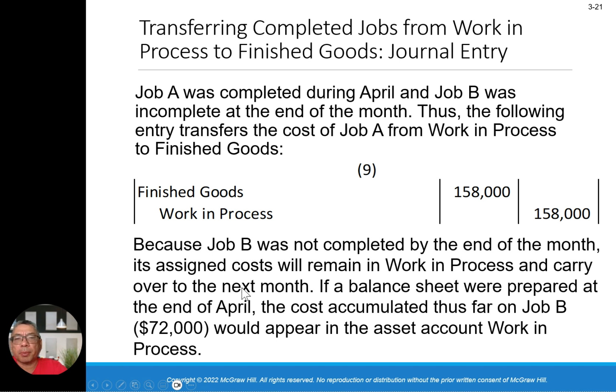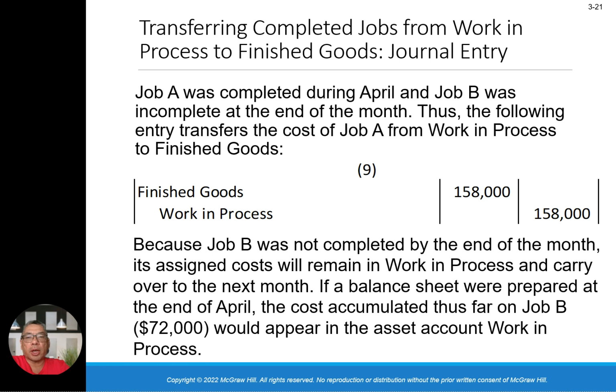Because job B was not completed by the end of the month, it will remain as work in process and carry over to the next month. If a balance sheet were prepared at the end of April, the cost accumulated thus far on job B, 70,000, would appear in the asset account work in process.